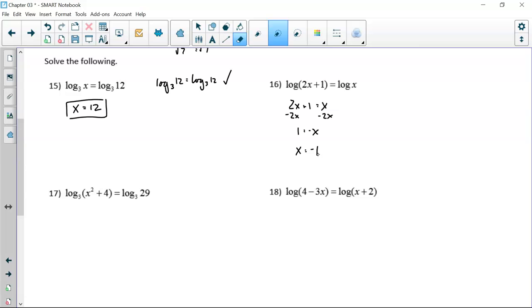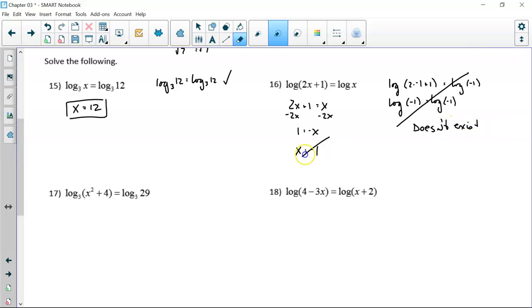Now, when we check this, it's the log of 2 times negative 1 plus 1 equals the log of negative 1. So we get the log of negative 1 plus 1, which is negative 1, equals the log of negative 1. Even though that's the same on the left as it is on the right, we have something that doesn't exist equaling something that doesn't exist. It doesn't work. You can't take the log of a negative number. It doesn't exist.